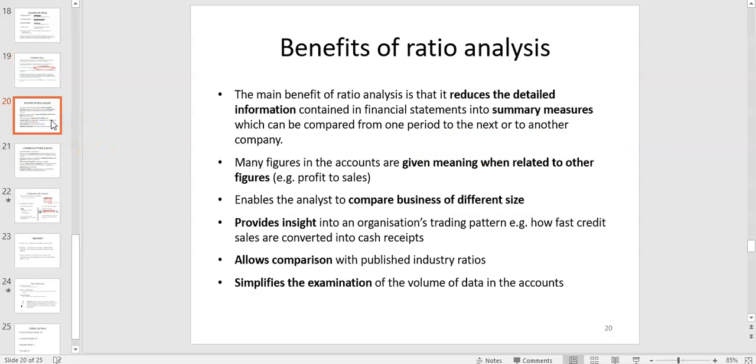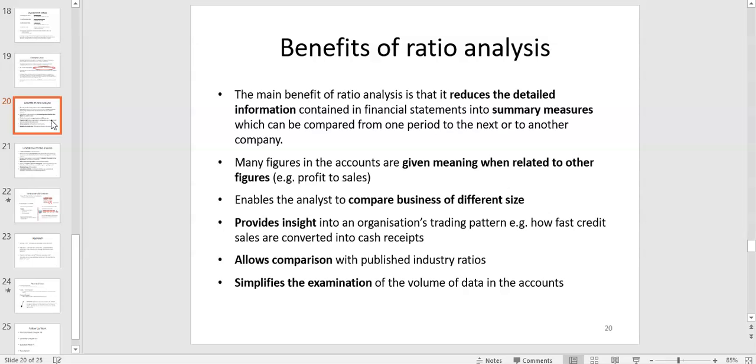So ratio analysis itself, look, it is very informative. It helps you to summarize the key information in financial statements, and it gives meaning to different figures. So you can put profitability relative to sales. You can look at your debt figure relative to your equity. So it helps you provide insight, and it does simplify the examination.